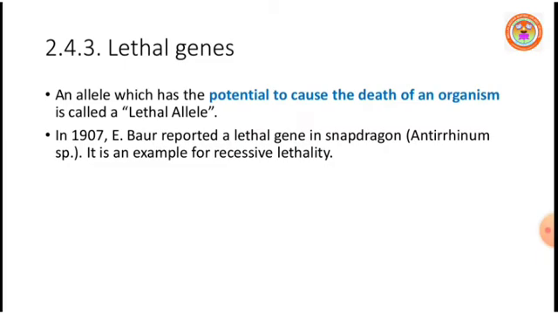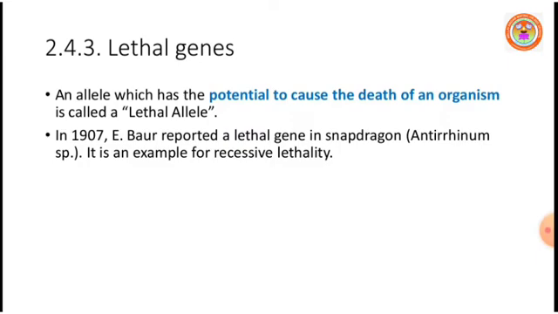In snapdragon, there are three kinds of plants, namely green plants, with green leaves with chlorophyll, homozygous, capital C. Yellowish green plants with carotenoids are referred to as pale green, golden green, or aurea plants, heterozygous, capital C, small c. And white plants without any chlorophyll, genotype small c.